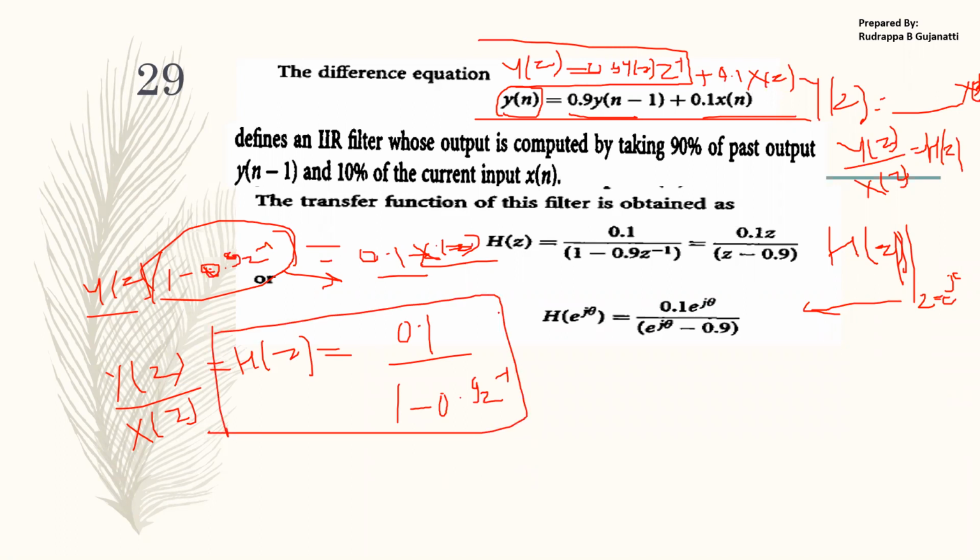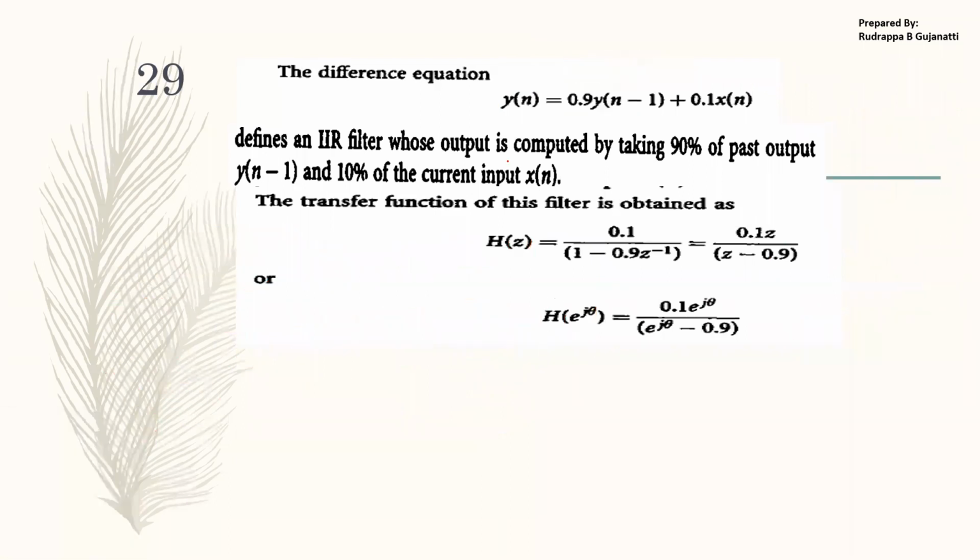From this I can get this equation. Just substitute z equal to e raised to j theta, and I'll get the overall equation. Here he has taken z inverse common. When you take z inverse common, it turns out to be z minus 0.9, and the z goes on top. So this is how it is represented. This is the frequency response of the difference equation given here.